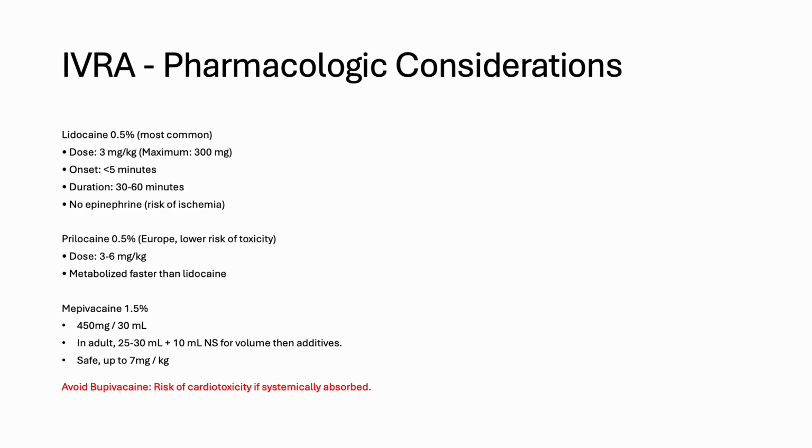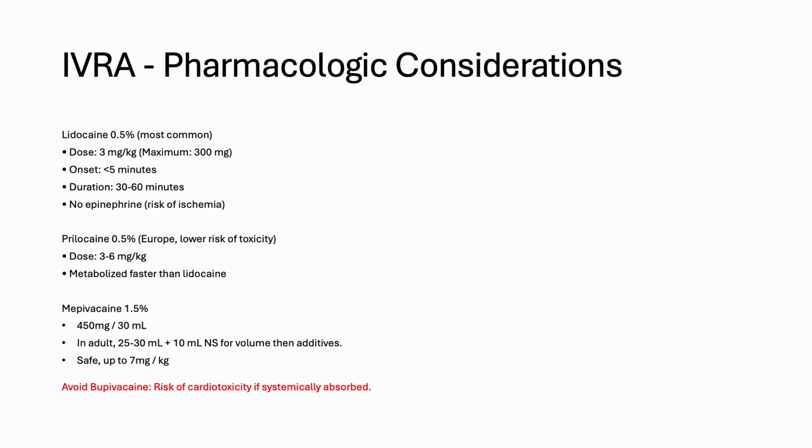Okay, so lidocaine, 0.5% is going to be the most commonly used for this. Remember our dose, 3 milligrams per kilo with a max of 300 milligrams. Onset's going to be less than 5 minutes, duration of 30 to 60 minutes. We don't use any epinephrine due to the risk of ischemia. You can also use prilocaine, 0.5%. It does have a lower risk of toxicity. Dose is anywhere from 3 to 6 milligrams per kilo for your max dose. And it's metabolized a lot faster than lidocaine, leading to the lower risk of toxicity.